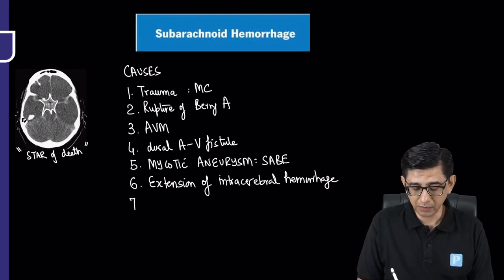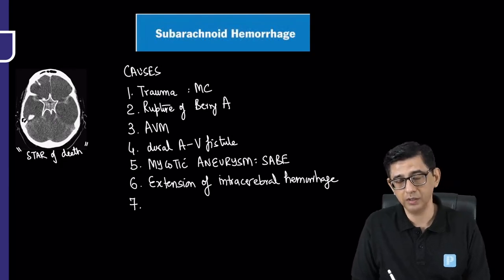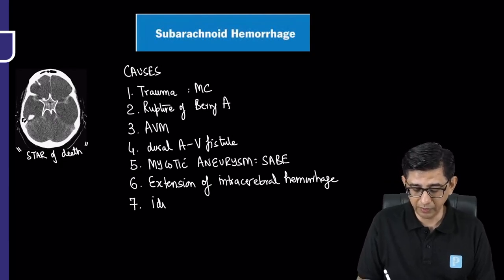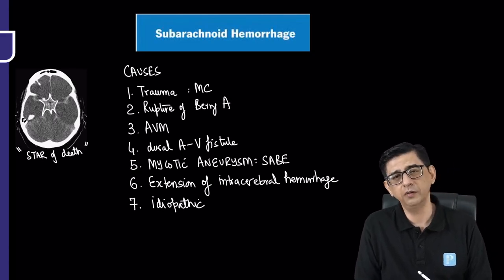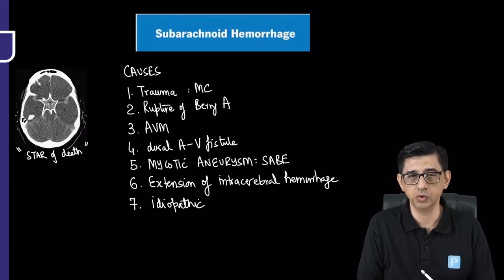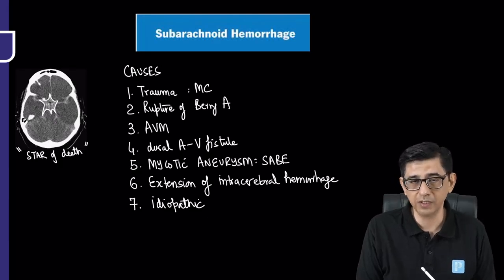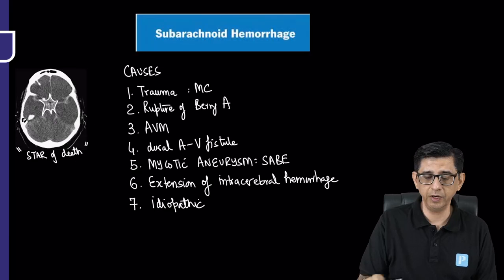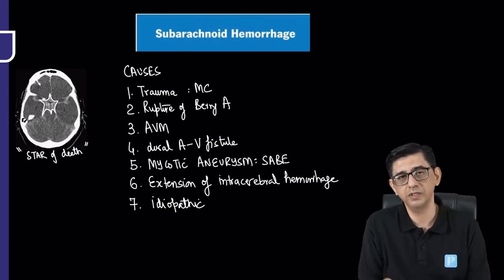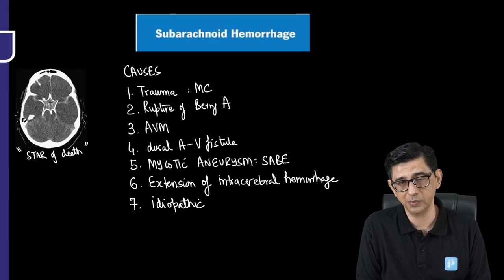In case we are not finding any cause, lots of times you will read in the textbook idiopathic subarachnoid hemorrhage. For the idiopathic variety, most of the time the source of bleeding could be either venous or capillaries. It looks very surprising, because when we read the word subarachnoid hemorrhage, it always tells us that it's going to be an artery that is responsible.